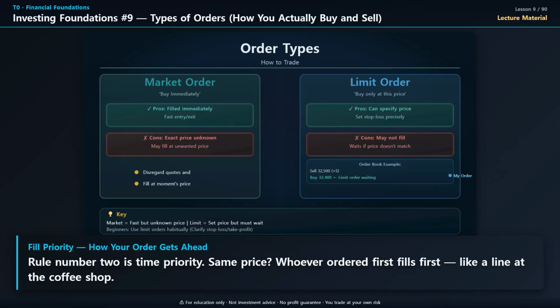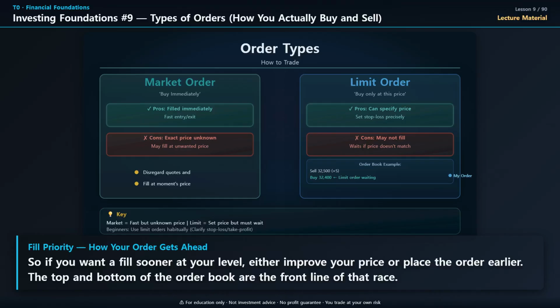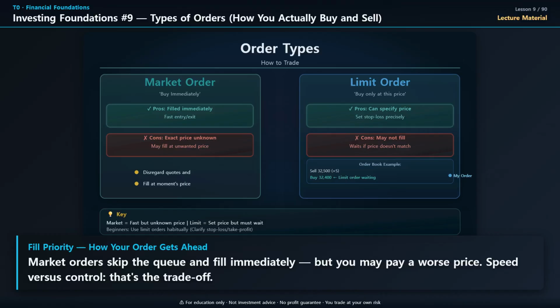Rule number 2 is time priority. Same price? Whoever ordered first fills first, like a line at the coffee shop. So if you want to fill sooner at your level, either improve your price or place the order earlier. The top and bottom of the order book are the front line of that race. Market orders skip the queue and fill immediately, but you may pay a worse price. Speed versus control. That's the trade-off.